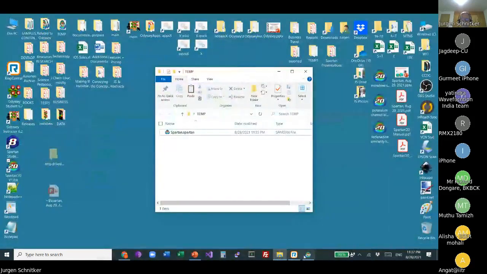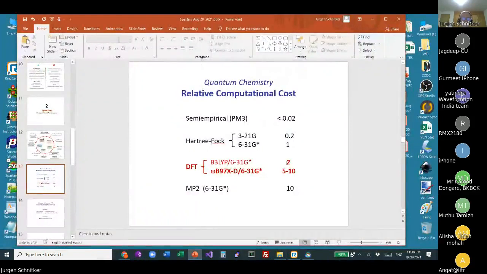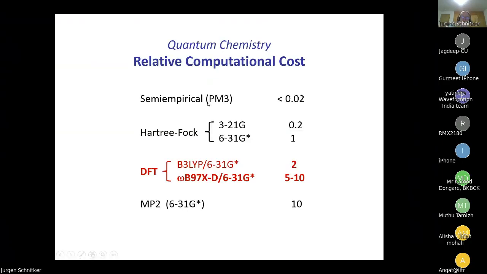I'll minimize that and go back to the PowerPoint. Actually, I should have just kept it running and gone back to the slide, because it should have taken maybe 90 seconds. I wasn't patient enough. But here, the relative computational cost. What I used here is density functional theory, this mouthful of a functional, omega B97XD, with this basis set, which is more expensive than B3LYP, that at least some of you, I'm sure, have used in calculations, by a factor of 2 to 5, but it is better. And B3LYP is a cheap fallback.